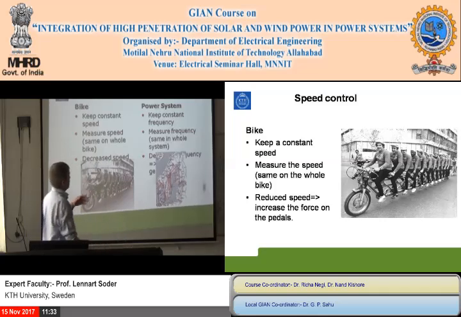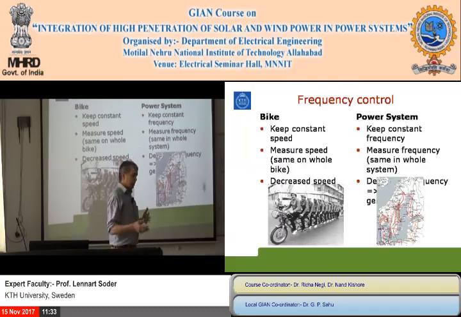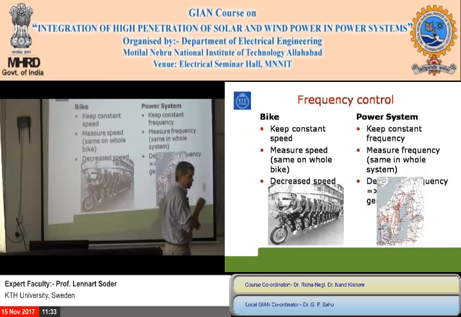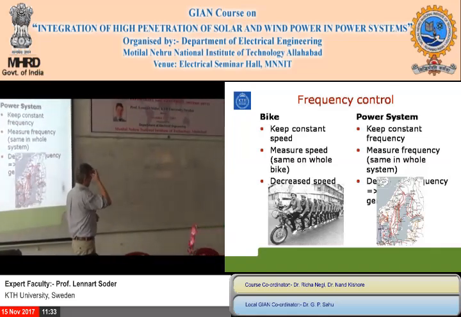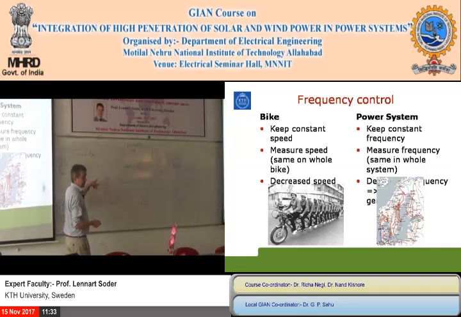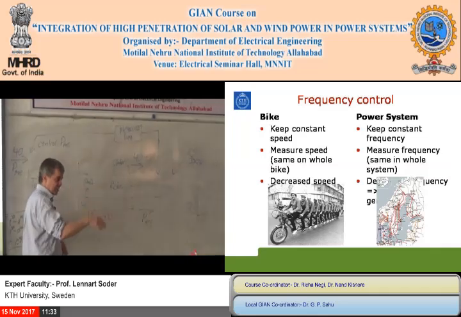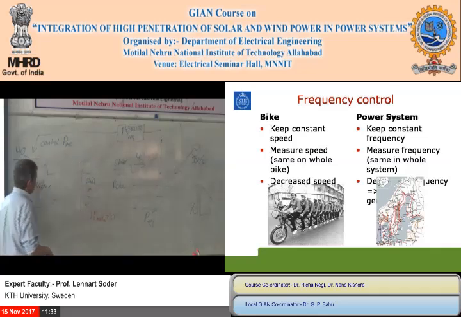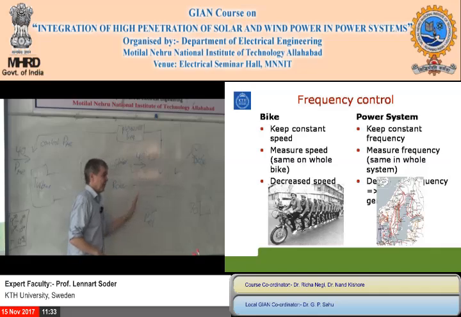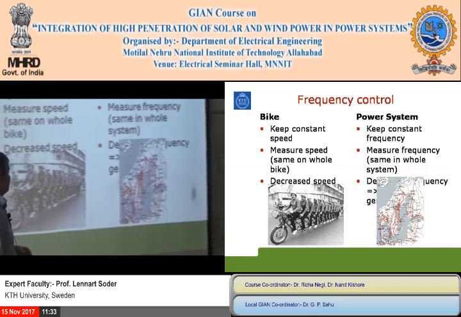So the aim in the power system is to keep a constant frequency and to measure the frequency. What is good in the power system is a constant frequency, because then you are not taking out more energy than you put in. If the frequency is decreasing, then you are using the inertia in the system. On the other hand, if the frequency is increasing, then you are in reality putting in more power than you are taking out. So this is, let's say, the fundamental issue of frequency control in the power system.